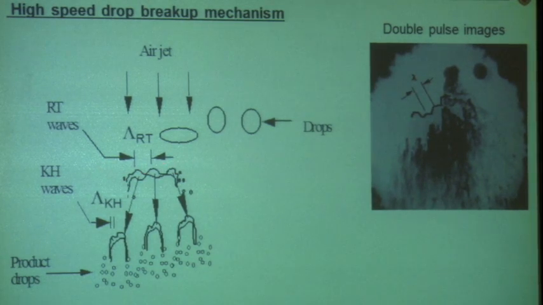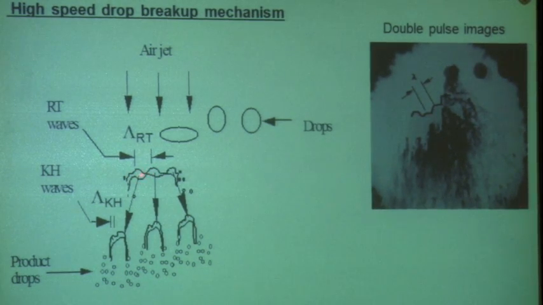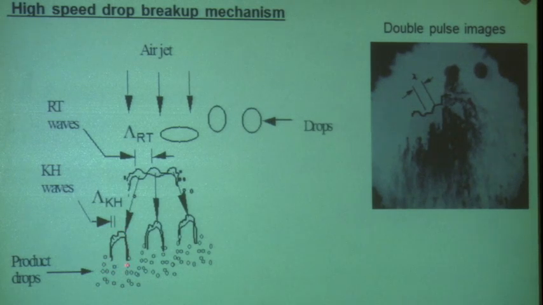leading to the formation of Rayleigh-Taylor waves. All right, so these waves then grow, and essentially because of the, again, the interaction with the gas here, stretch the liquid into these filaments. And on these filaments, you now have the growth of Kelvin-Helmholtz waves like we saw for jets.